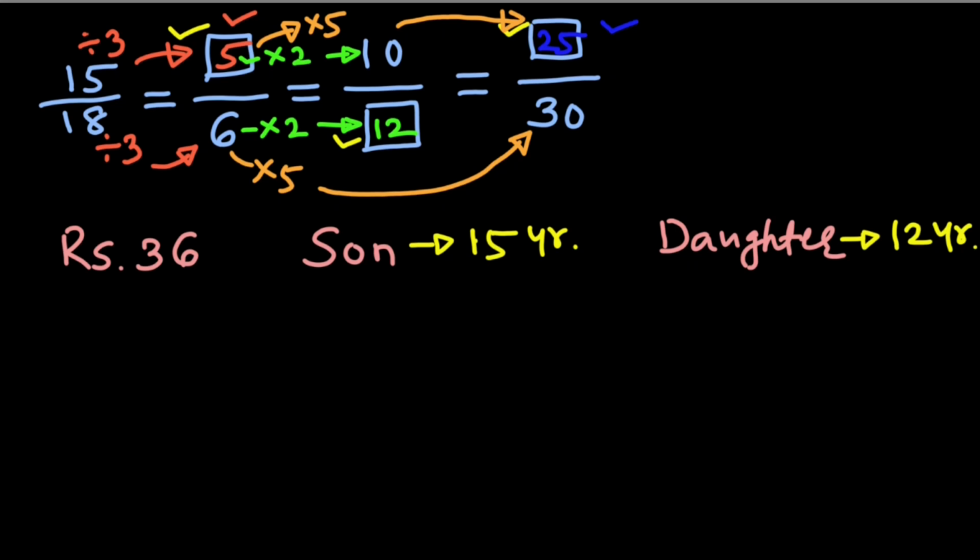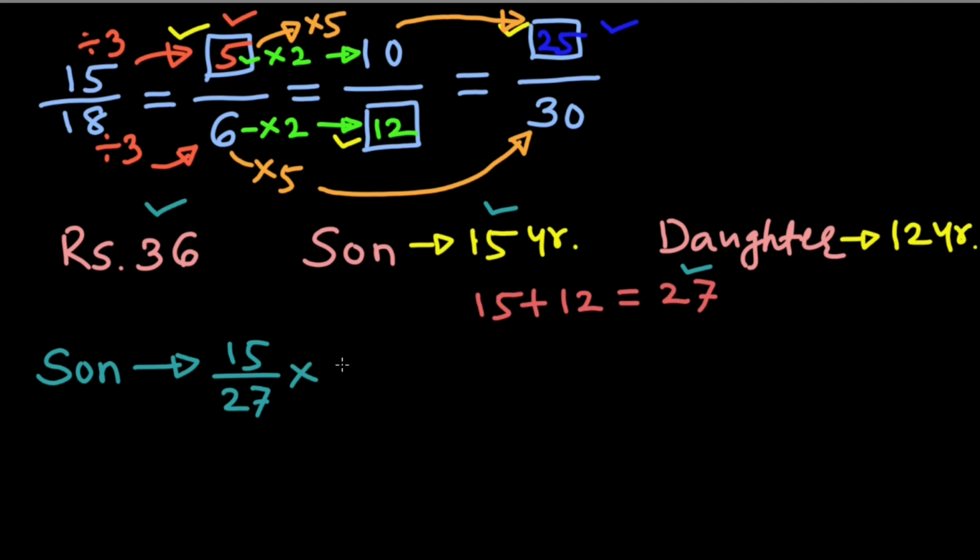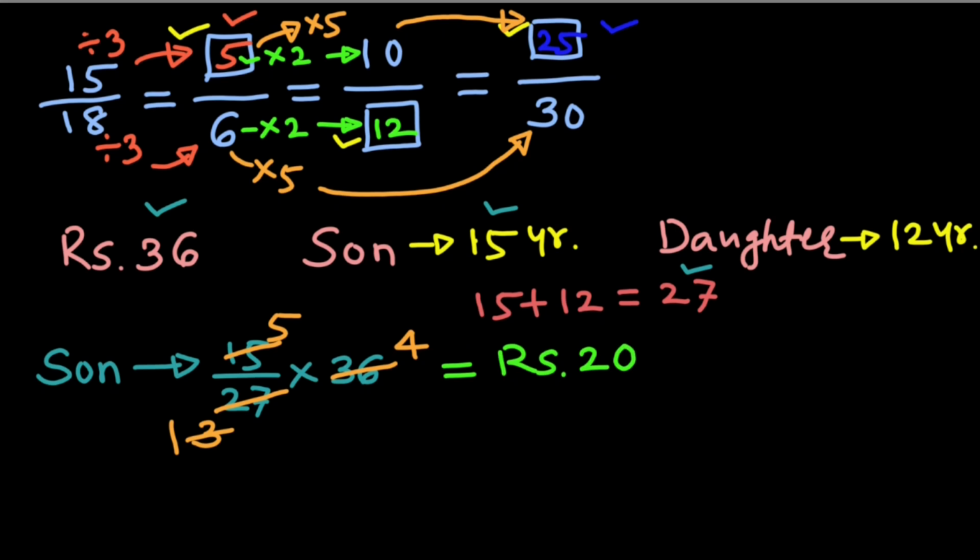First, we will add their ages. So, 15 plus 12 will be 27. The money that son gets will be 15 divided by 27 multiplied by 36. So it will be 9 threes are 27 and 9 fours are 36 and 3 ones are 3 and 3 fives are 15. Son will get rupees 20 out of this 36 rupees.